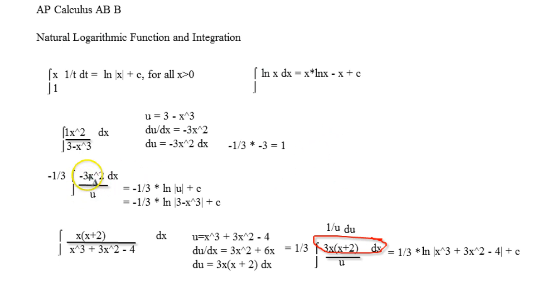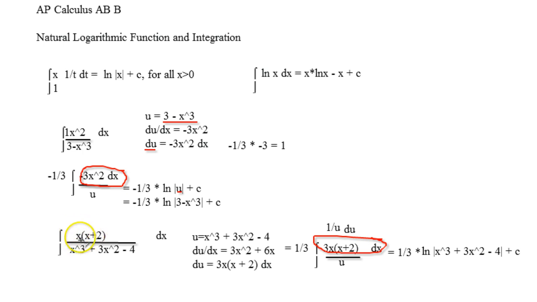Once I get that, I find that this whole part right here will turn into du, and when I do the integral of it, I get the natural log of the absolute value of u. And then all I do is replace u with what it actually was in the beginning, so it's actually kind of cool.